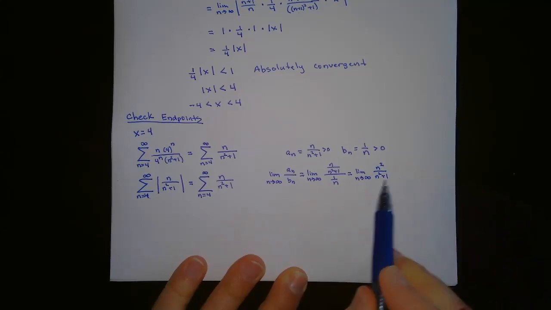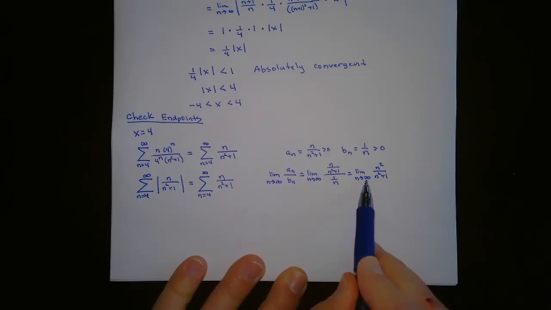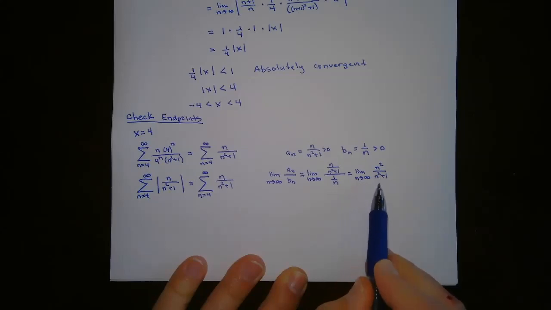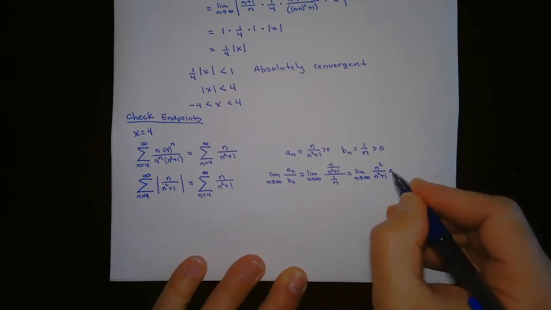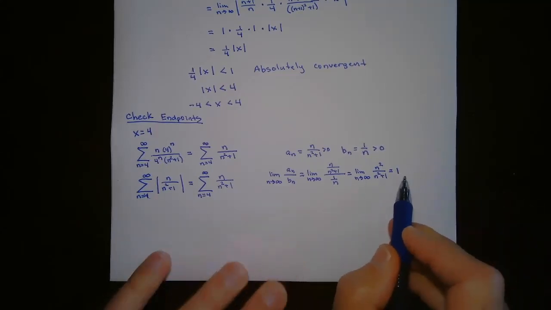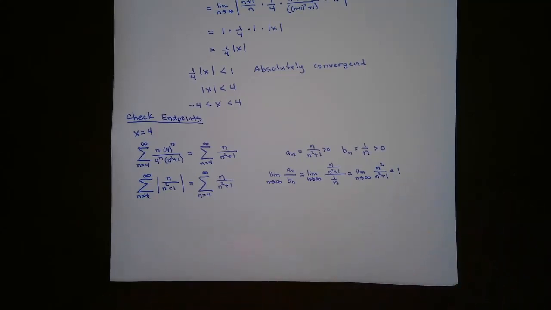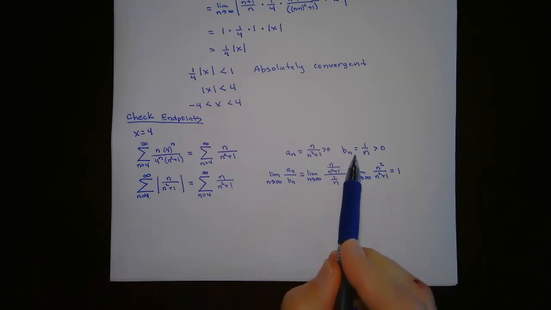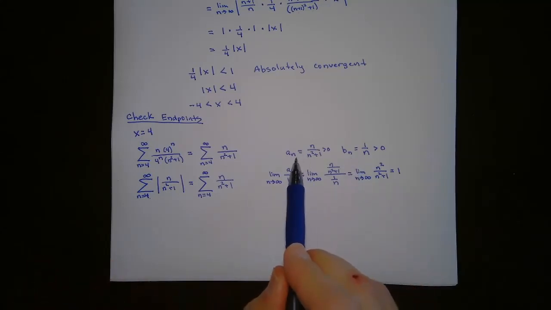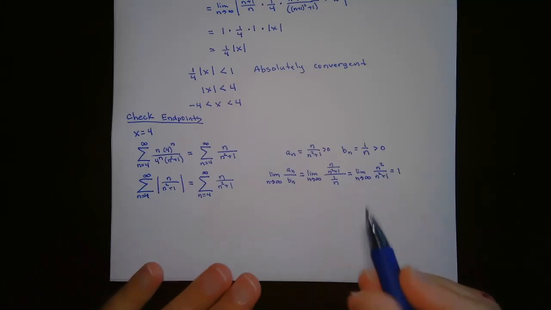Well, what do we know about this? As n goes to infinity, we can just look at the magnitudes of the numerator and denominator. Well, they're the same, right? So this is just going to come out to be 1. And remember, if this comes out to be a positive value, then they'll behave exactly the same way. So if this one's diverging, then this one also diverges. So now I have to establish this one, okay?